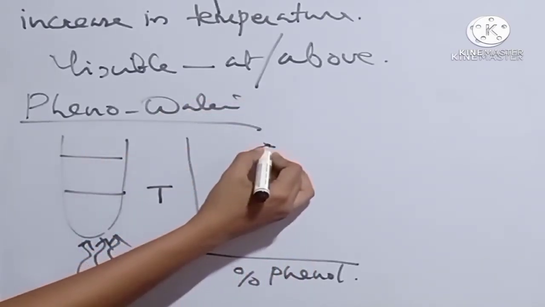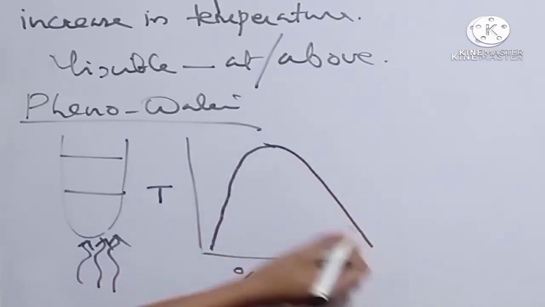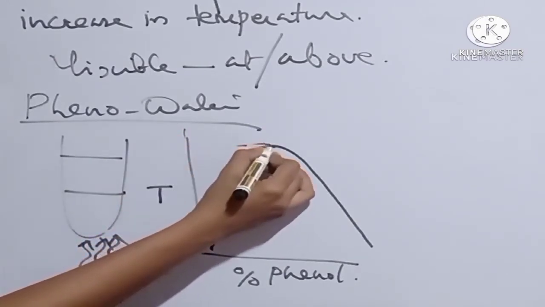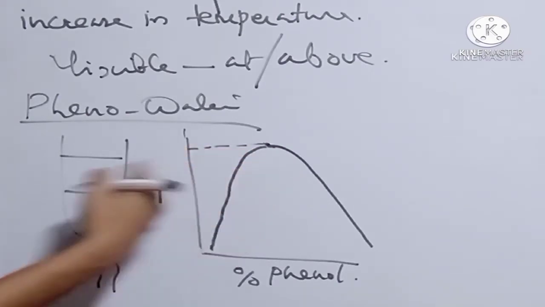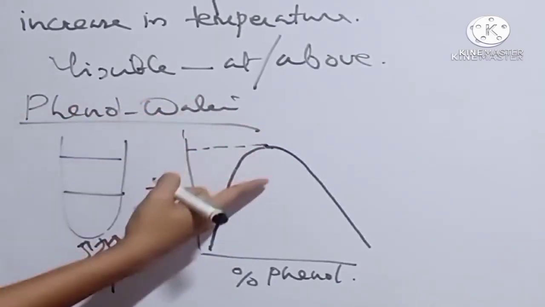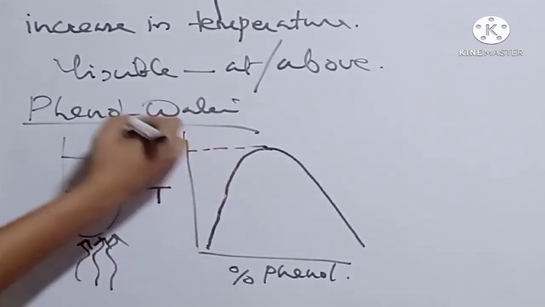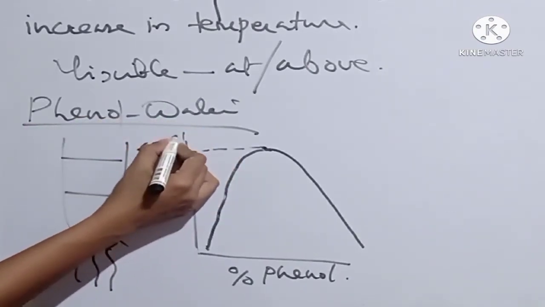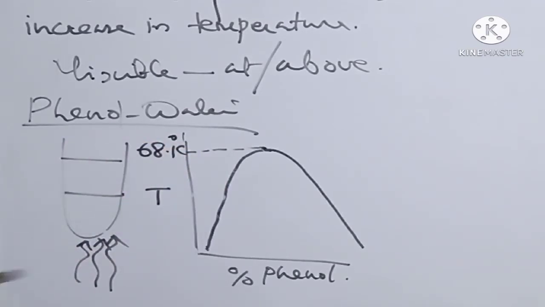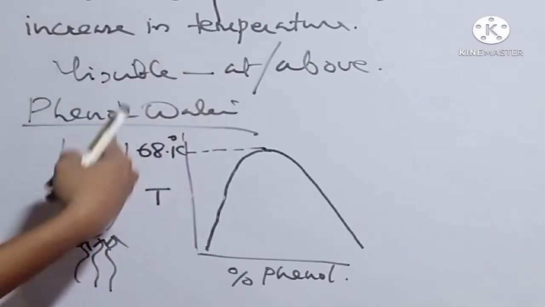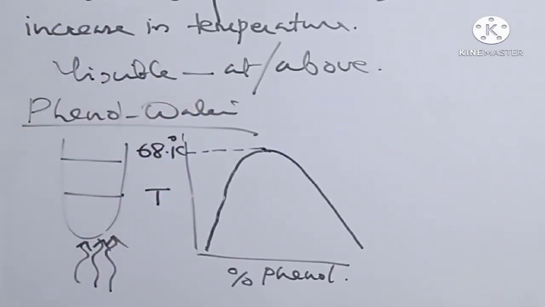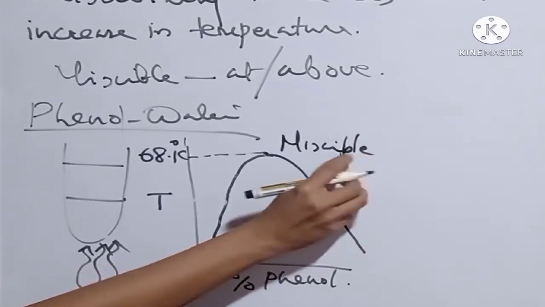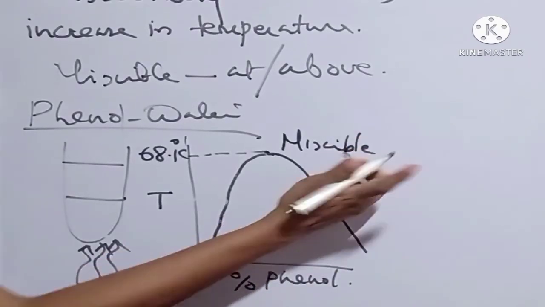If I cool the solution, then it will again convert into a partially miscible system. So the temperature at which these two binary liquids become completely miscible is known as CST. Here for the phenol water system, it is about 68.1 degrees Celsius. That is, at 68.1 degrees or above, this phenol water system exists as a miscible substance, or as a homogeneous solution.